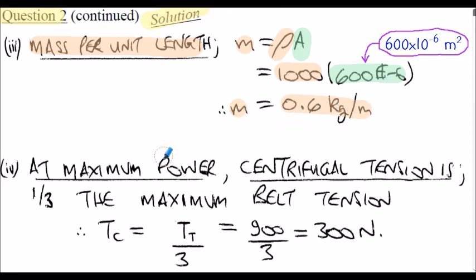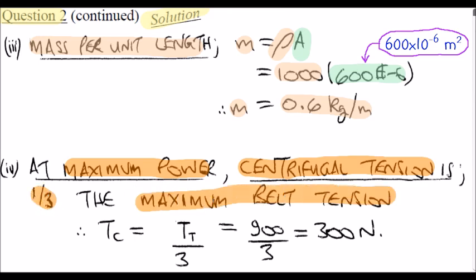Next, I've considered for maximum power what the centrifugal tension will be. And we know from our analysis in part 2 of our lecture, in maximum power, the centrifugal tension is 1/3 of the maximum belt tension. So TC is the maximum belt tension divided by 3. So that's 900 divided by 3. So TC is 300 newtons.